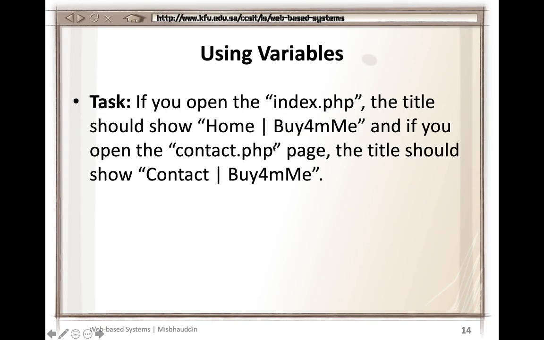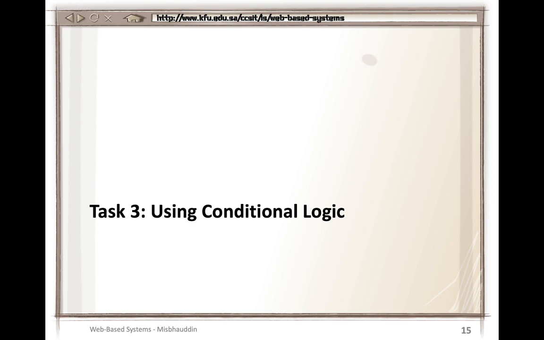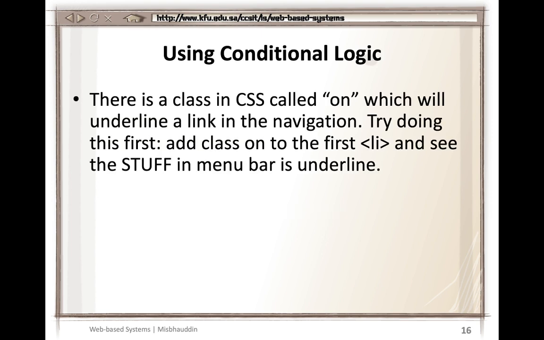Okay, so the next task that we have is using conditional logic. Conditional logic is using if-else statements. So let's see how we can do it in a real-time example. The task over here is, there is a class that is created already for you because the CSS is given to you. There is a class called on. Whenever we use the class on, an underline is created at the bottom of the link. So let's see that.